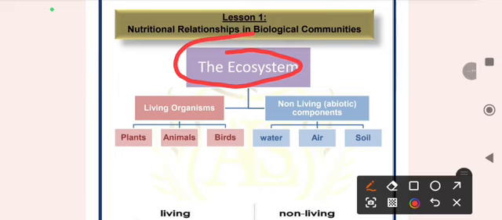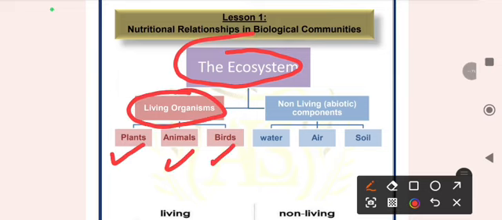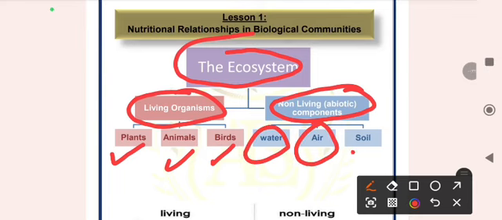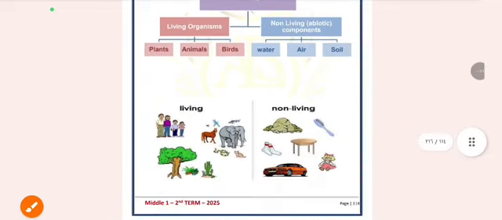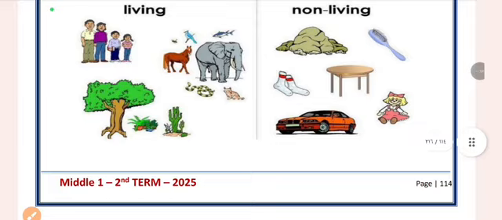Ecosystem consists of living organisms like plants, humans, birds, and non-living components, which we said are abiotic components, like water, air, soil. So the ecosystem is the place where we live. It's the place that contains living organisms and non-living things. Okay? Like that. Living and non-living.